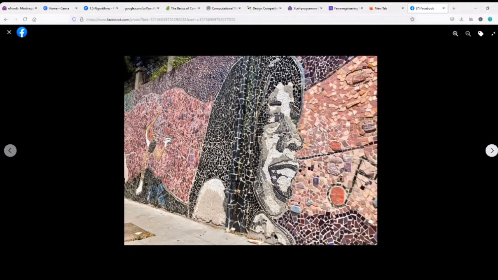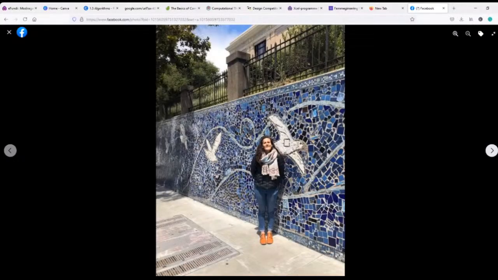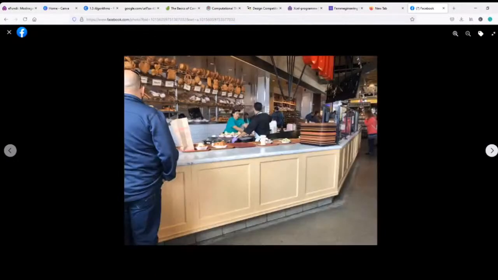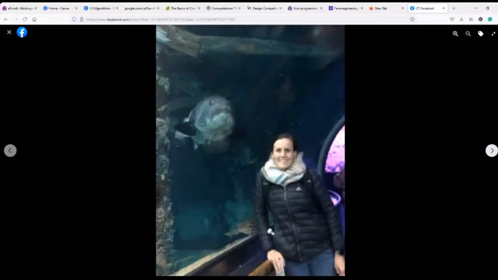San Francisco is a lovely city. It is full of artworks like this. This is the oldest bakery in San Francisco. They bake sourdough bread, and you smell it from kilometers away. And they serve their soup in bowls that are made of bread.